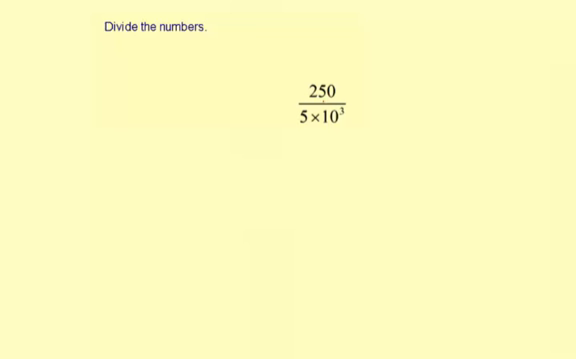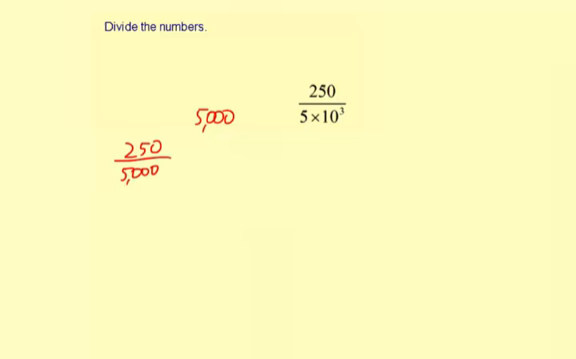divide by hand. So 250, let's do the decimal first. And then 5 times 10 to the third, let's see, that's 5 with 3 zeros after it, so it's 5,000. So 250 divided by 5,000. That's one way to write it.